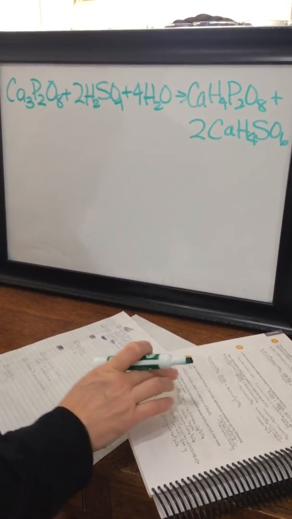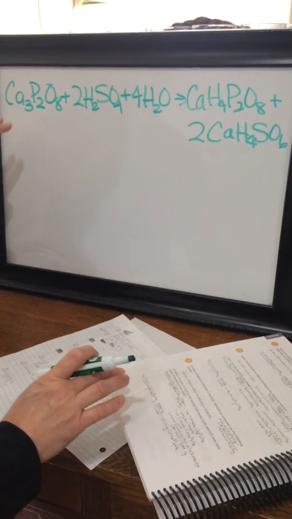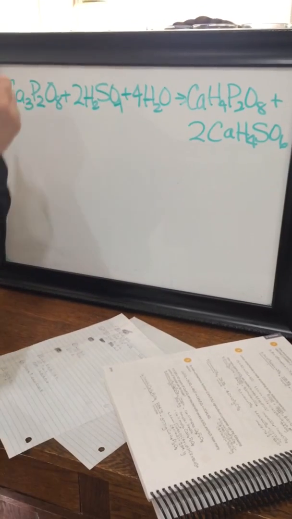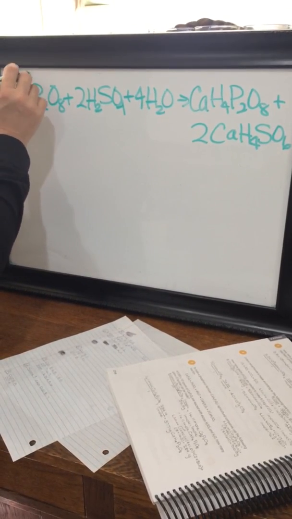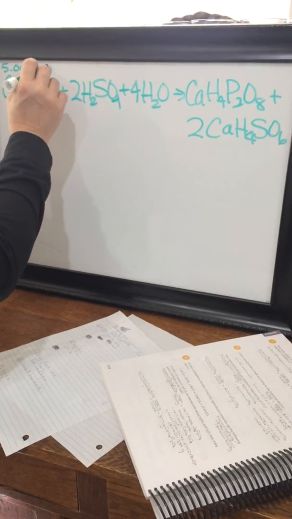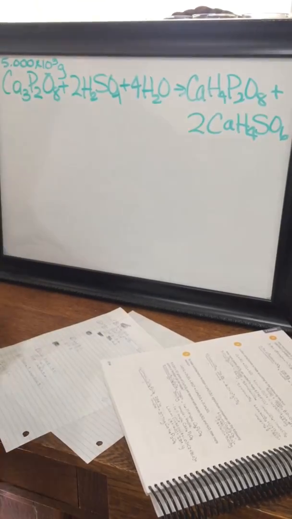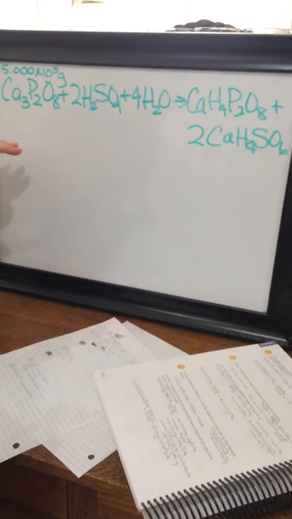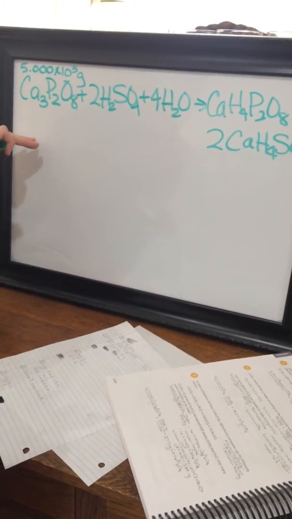Okay, so we have Ca3P2O8, which is this one. We have 5.000 times 10 to the 3rd grams. This time we have grams, so we're good. We don't have to change to kilograms. Okay, and it wants to know how many grams of fertilizer.